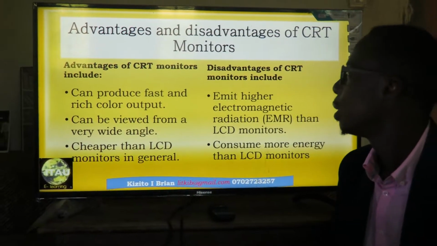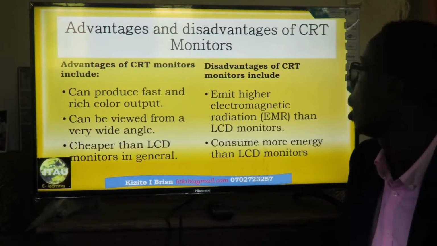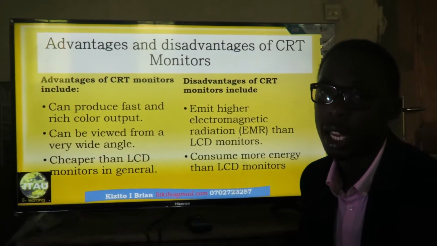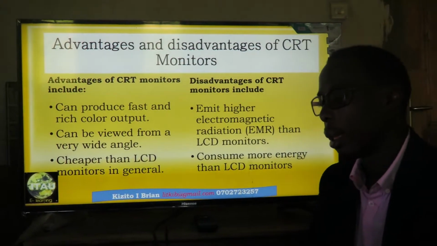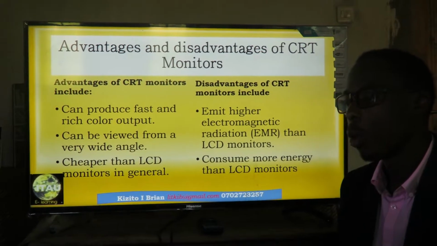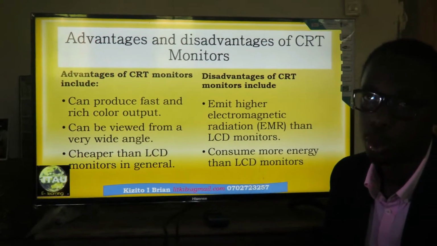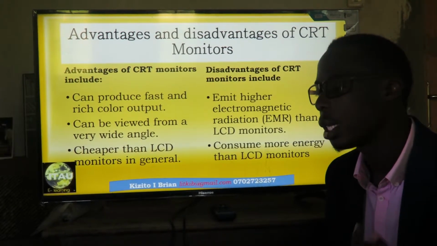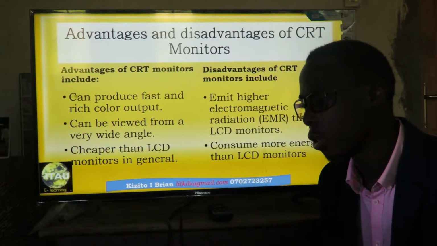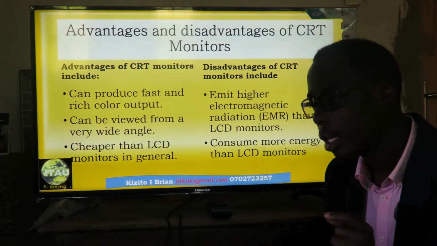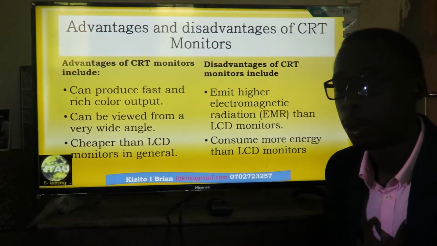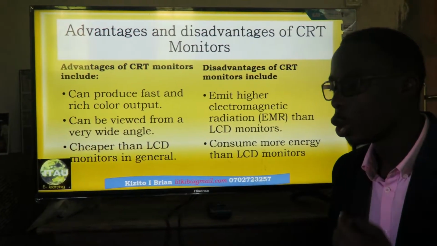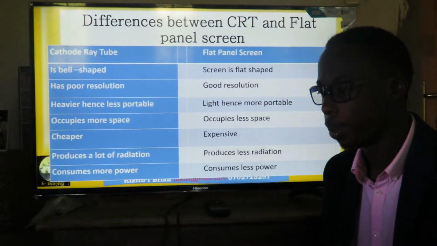Advantages and disadvantages of the CRT monitors. They are fast and produce very nice colors. They can be viewed from a wide angle, and they are cheap. However, they have some disadvantages, like they emit high electromagnetic radiation, EMR rays, that will harm human eyes, the human body, and so on. Therefore, they consume a lot of power.